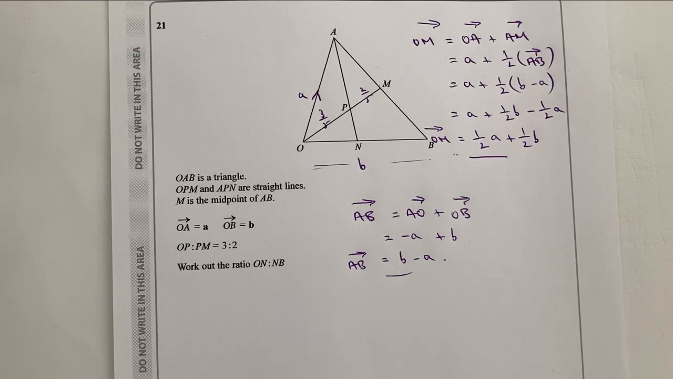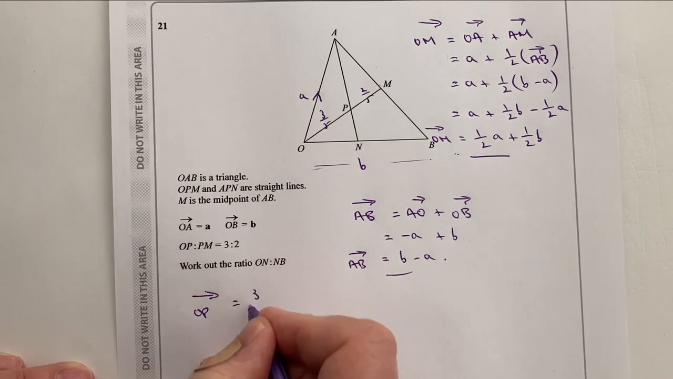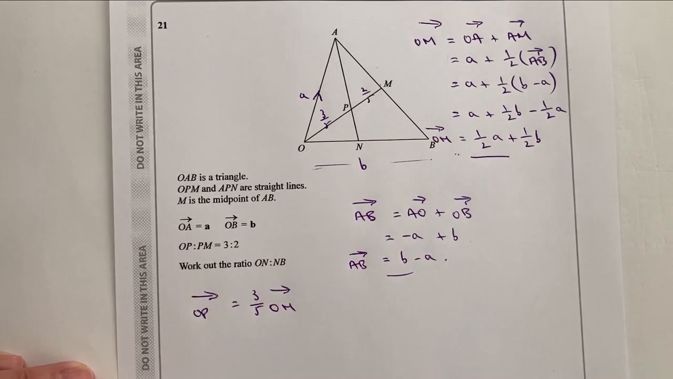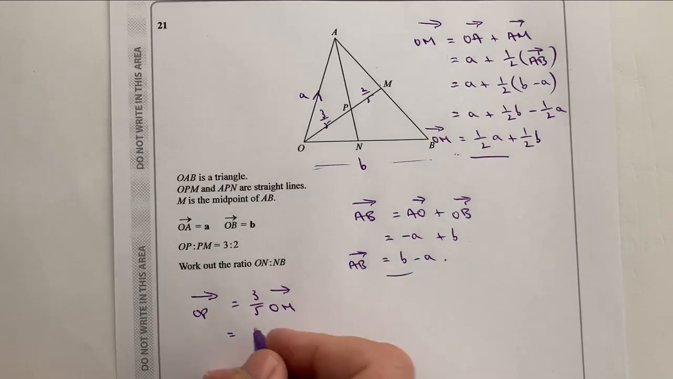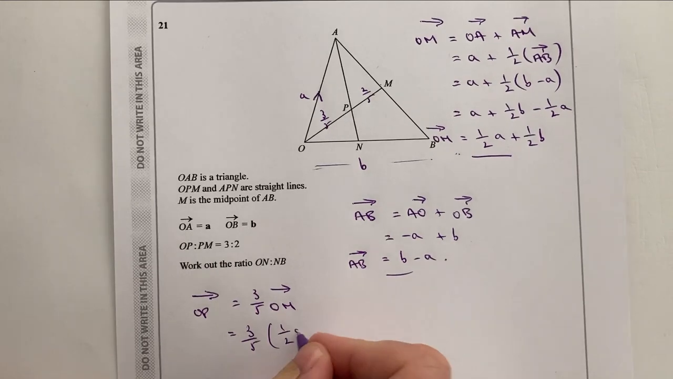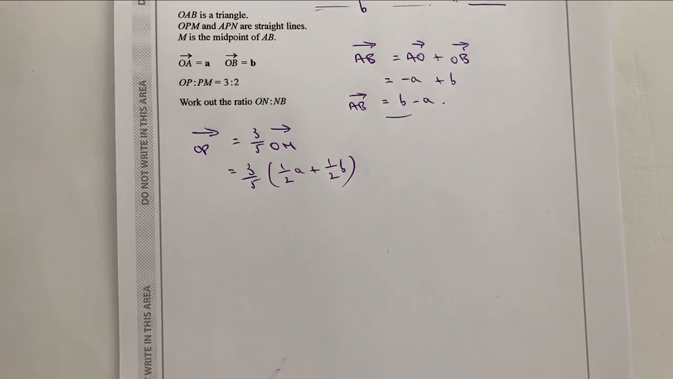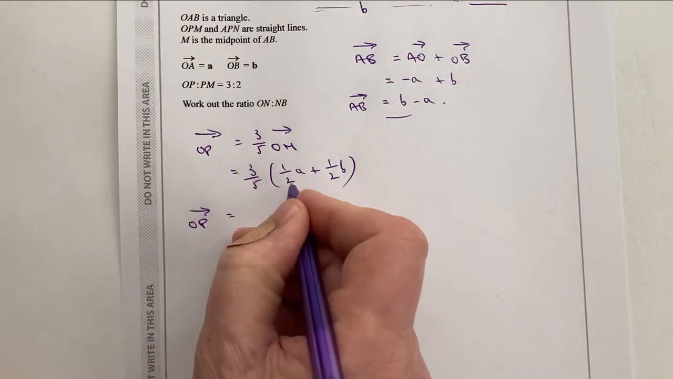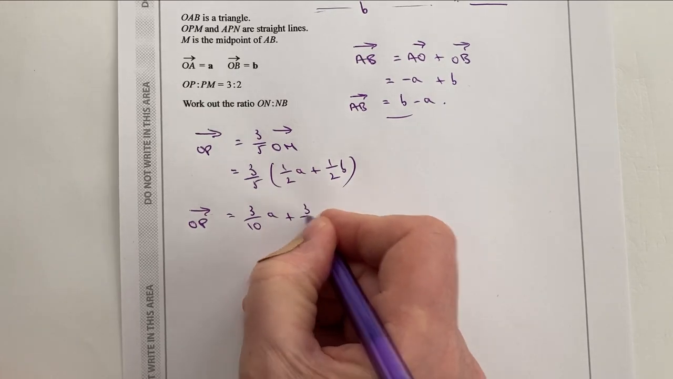Well, OP is going to be 3/5 of OM. Well, that's all right, isn't it? So I can do that. So vector OP is going to be equal to 3/5 of vector OM. I know OM is a half A plus a half B, and I know that I need 3/5 of that. So I'm going to write that out, 3/5 brackets, a half A plus a half B. Let's just expand that out a little bit more. Hopefully you're able to follow all of this. I do understand and appreciate that it's not everybody's cup of tea, but hopefully for some people it'll be useful to work through. So vector OP, 3/5 times a half, that's going to give me 3/10 of A plus 3/5 times a half is 3/10 of B.